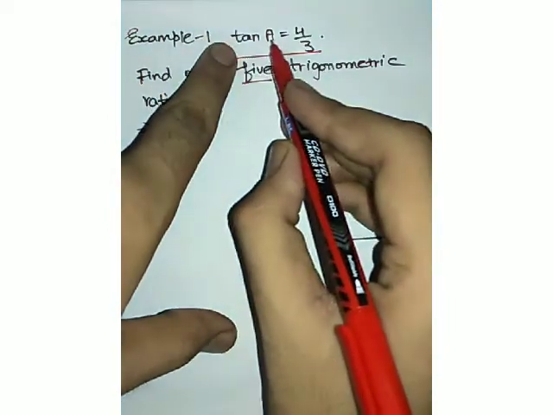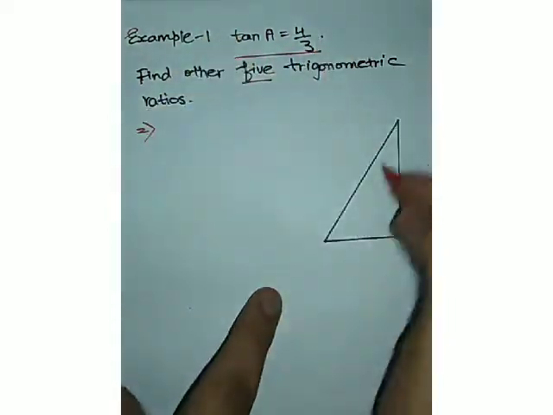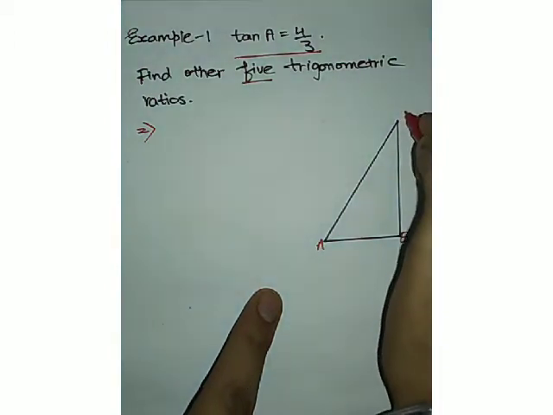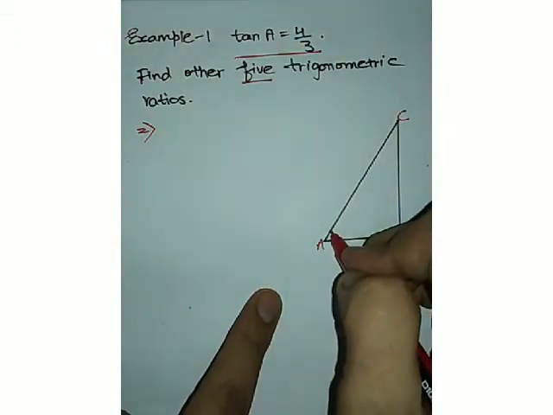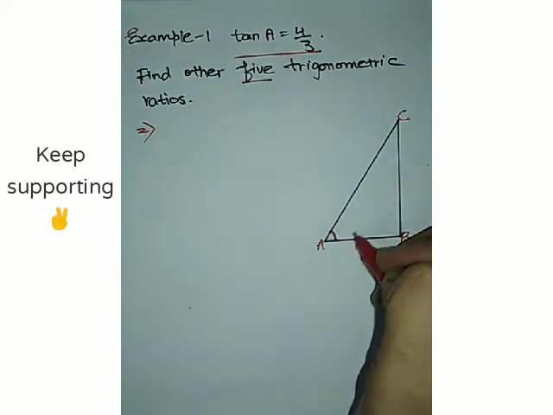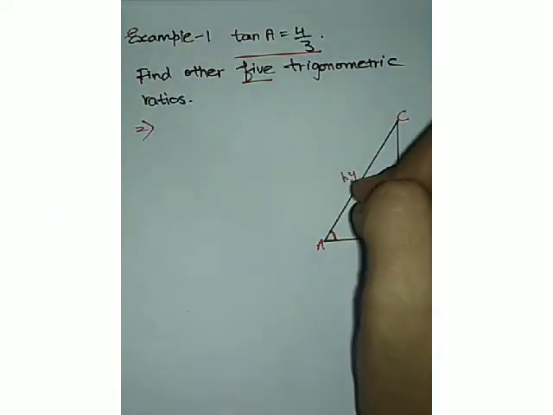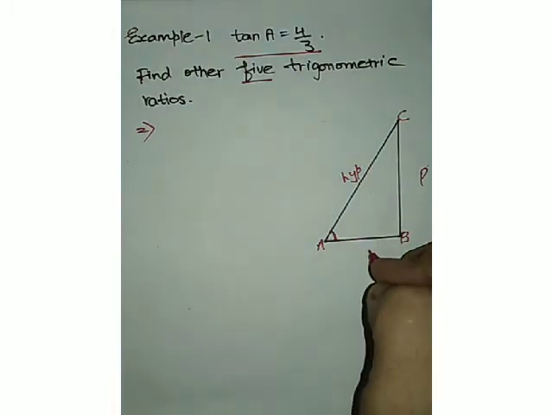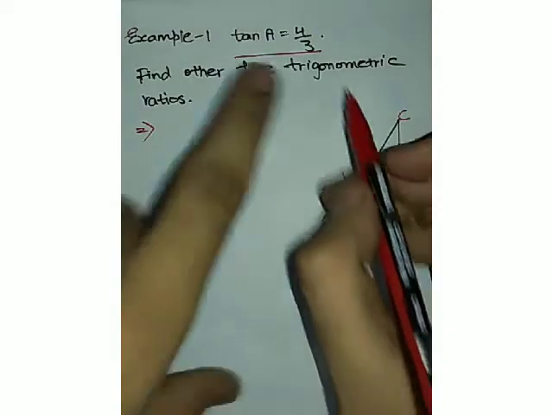Now you can clearly see that tan A is given. It means if there is a triangle ABC, the angle under consideration is A. So we have to write all the sides with respect to angle A. Of course, this will be our hypotenuse, this will be our perpendicular, and this will be our base, undoubtedly.